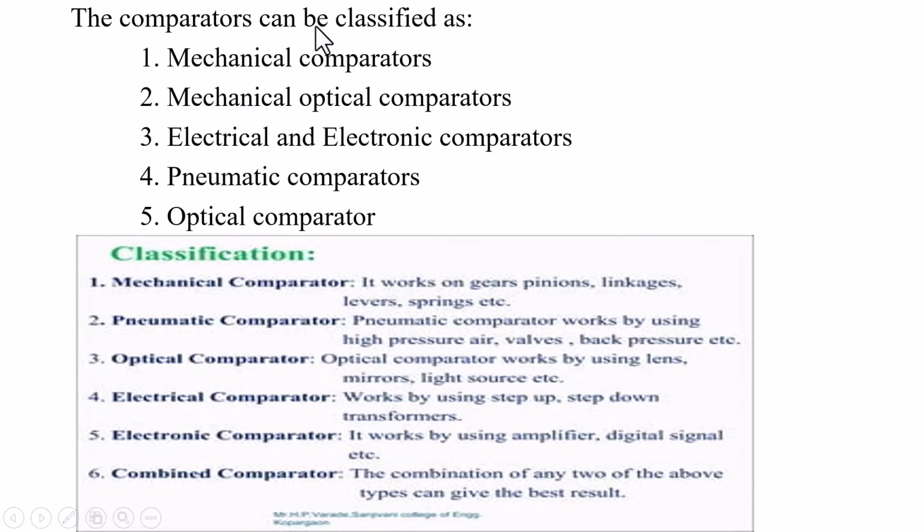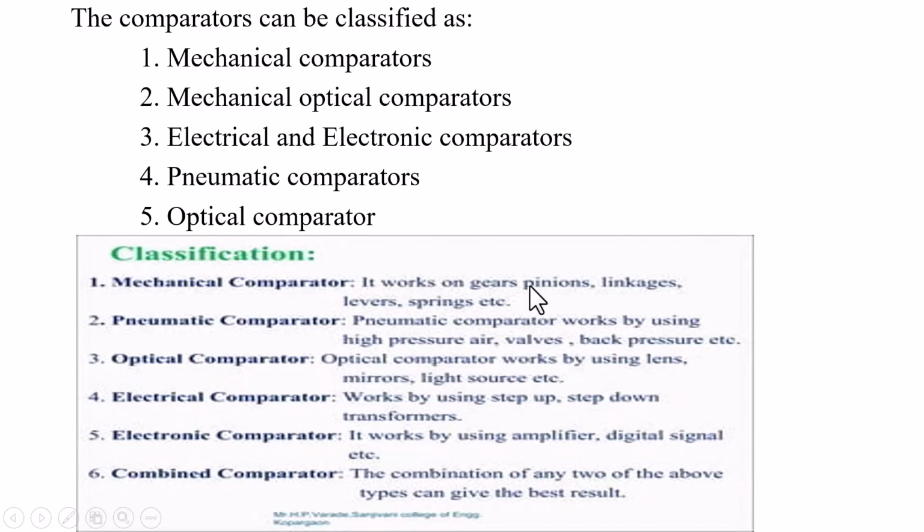Actually, we have to deal with the classification of comparators. There are five classifications you can see: mechanical comparator, mechanical optical comparator, electrical and electronic comparator, pneumatic comparator, and optical comparator. This classification is based on the technique.